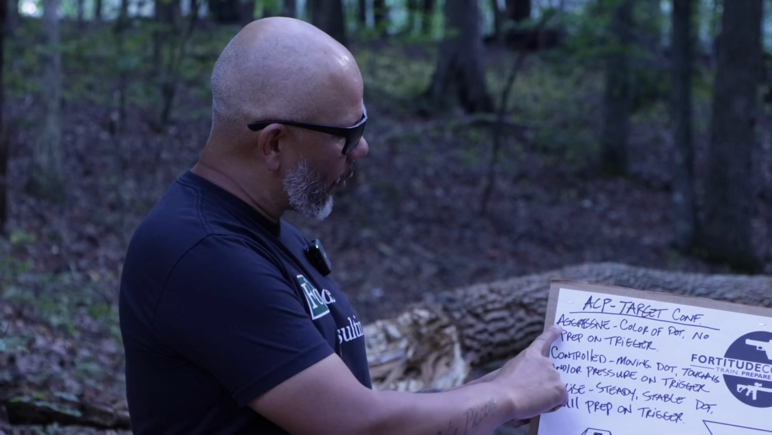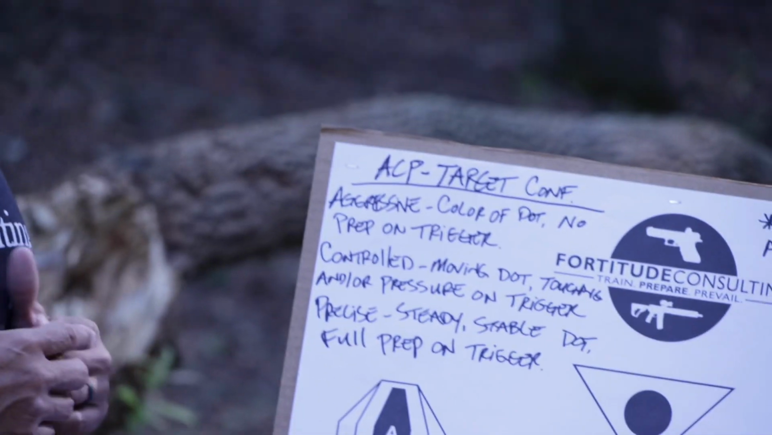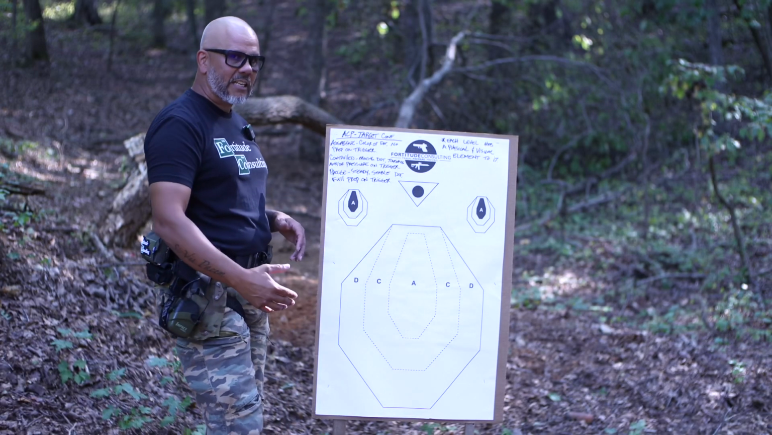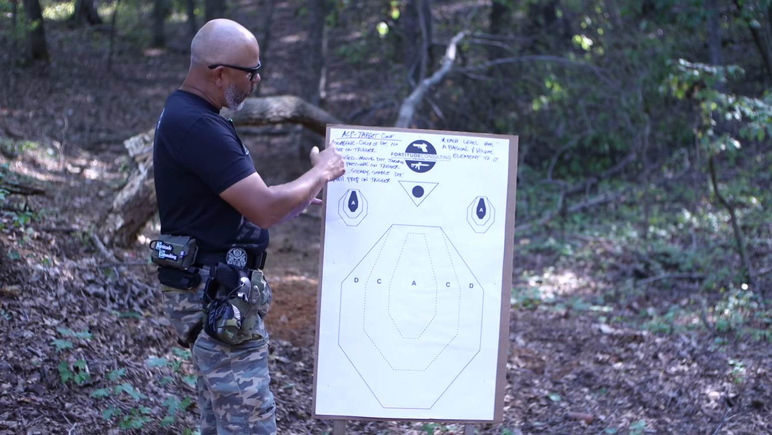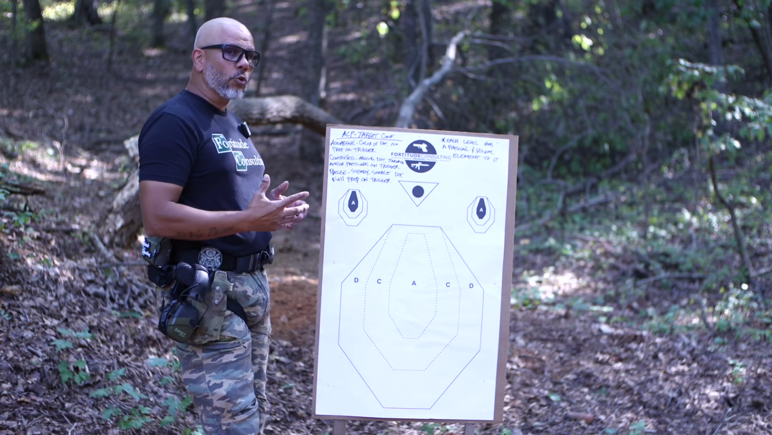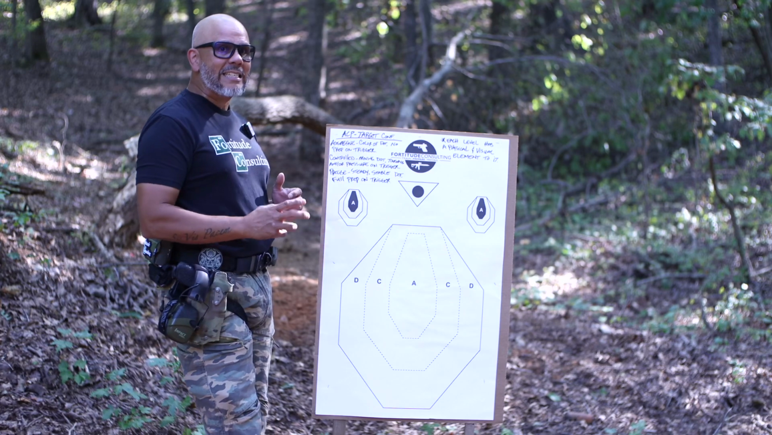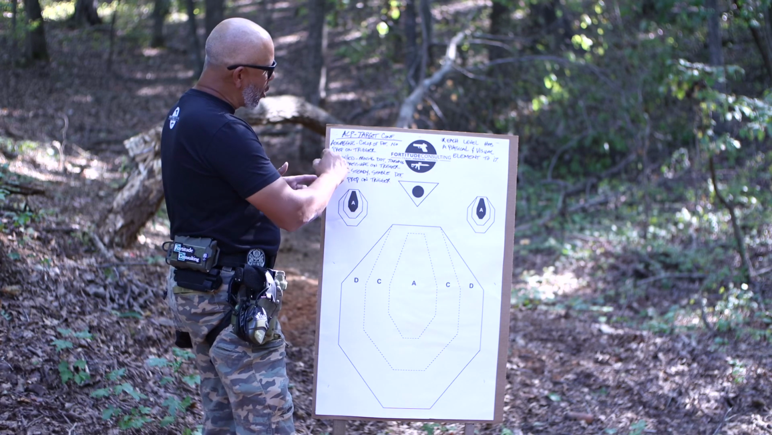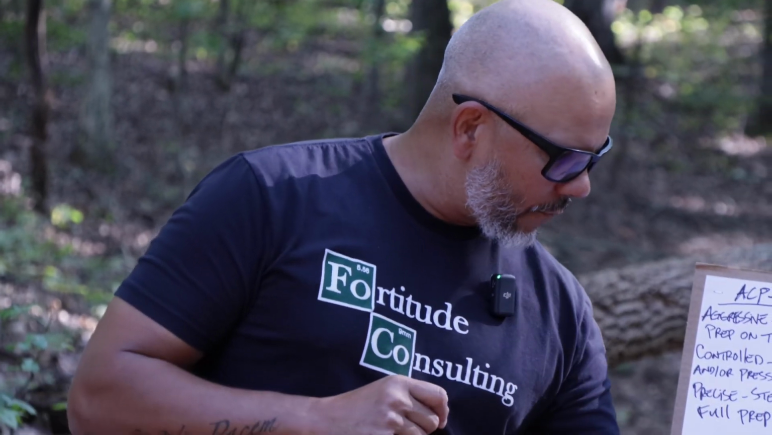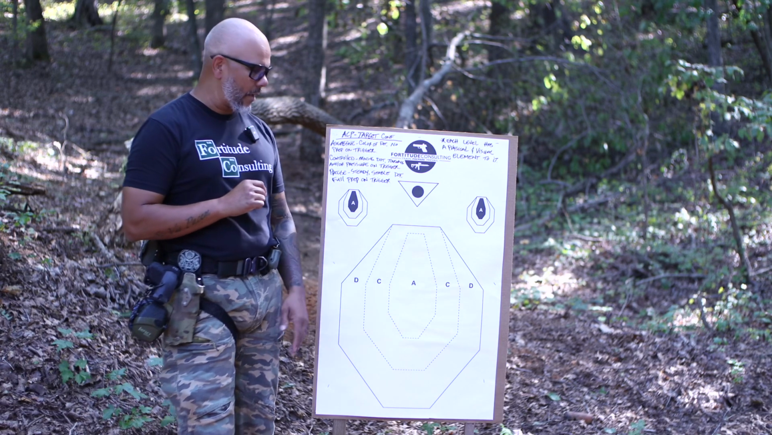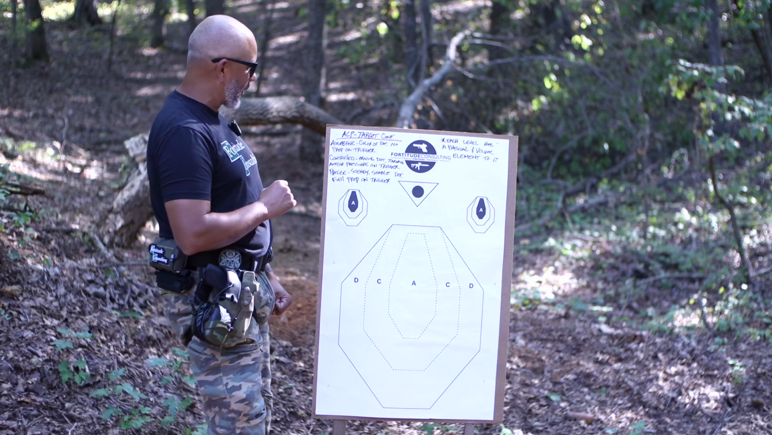So let's look at the first one. The first one is the aggressive level of target confirmation. The aggressive level is what you might use on this USPSA Classic at the 5-yard line. For the aggressive level of target confirmation, what you're looking for is just the color of your sighting system or the color of your dot somewhere inside the acceptable target area, and no trigger prep on the trigger. So you won't have any prep on the trigger. You're essentially slapping through the trigger as long as the color of your sighting system is in your desired target area, which is going to be the A zone in the USPSA Classic target.